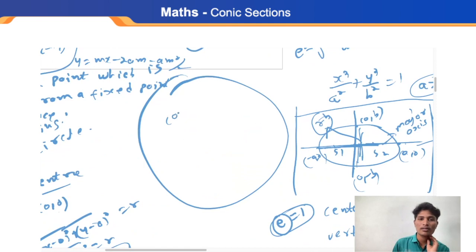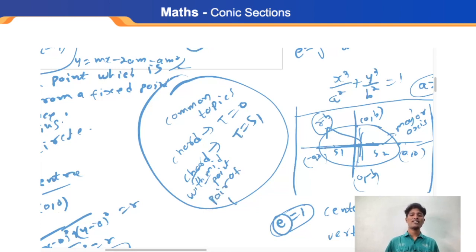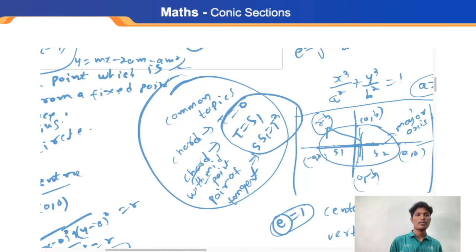And one more thing I have to explain, that is the common topics in all these. That is chord. Equation of chord is T is equal to 0. Chord with a given midpoint. These are not present in the mind map. I am explaining extra because these are very important. If the midpoint is given and you have to write the equation of the chord, the equation is T is equal to S1. And the third is the pair of tangent equations: S into S1 is equal to T square.